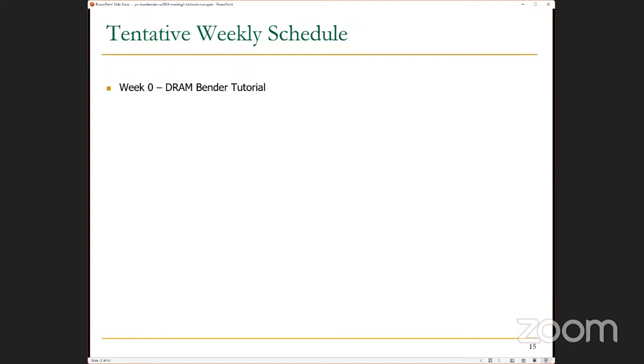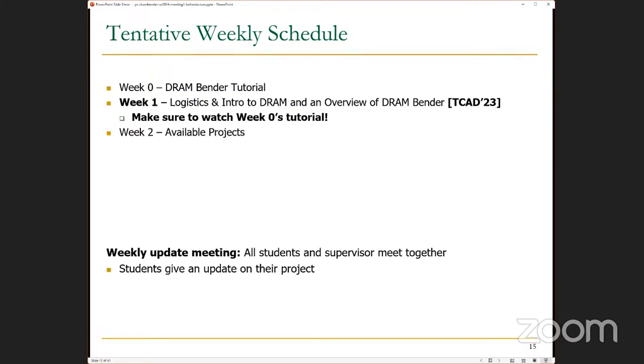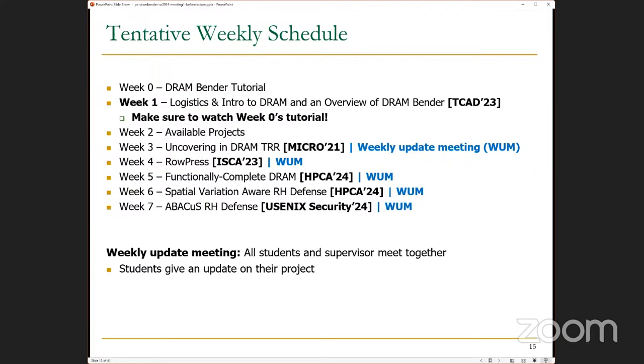So we have a tentative weekly schedule for the course. In this meeting in week zero, we will give a brief introduction to the course, the logistics, and a quick introduction to DRAM Bender. In the next meeting, we will present to you the list of available projects, and afterwards, every week, we will invite the authors of some of the key research works that involve experimental DRAM characterization to present their work, so you can gain an understanding of how this infrastructure is used in research.